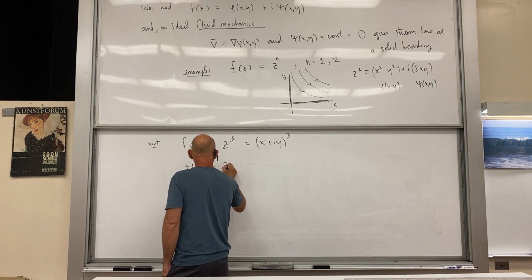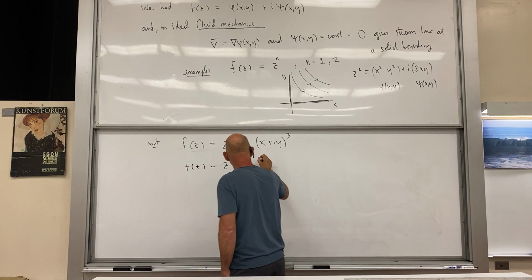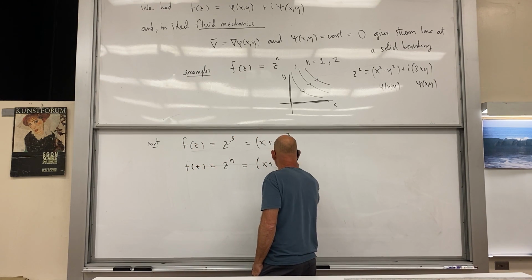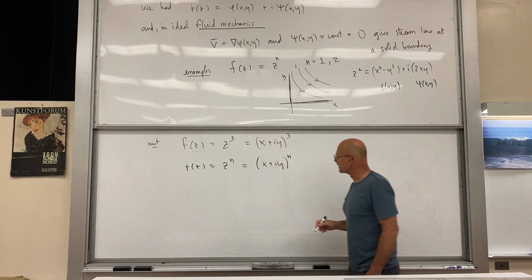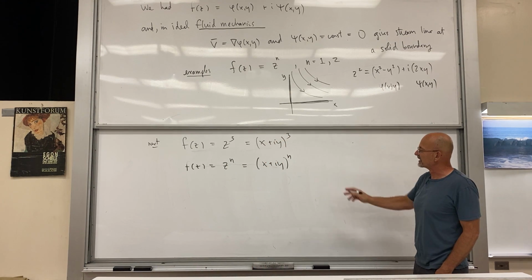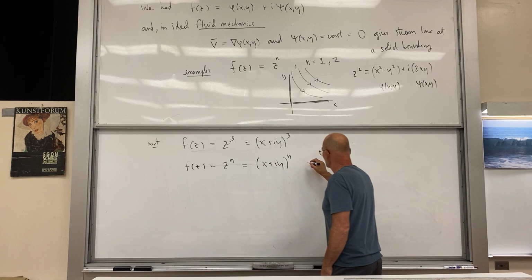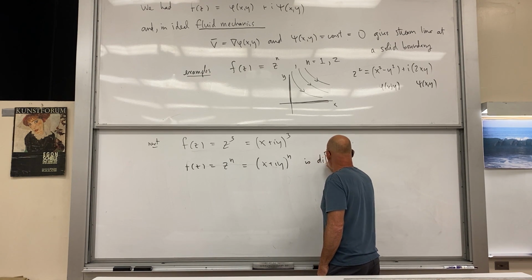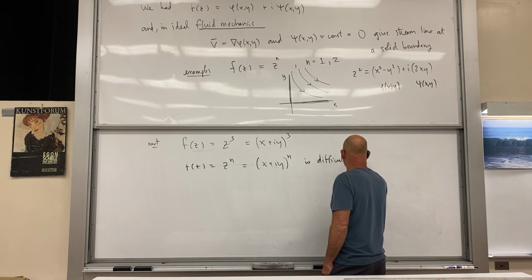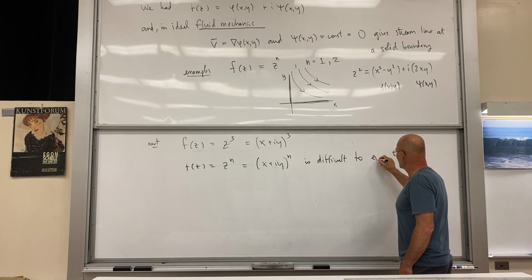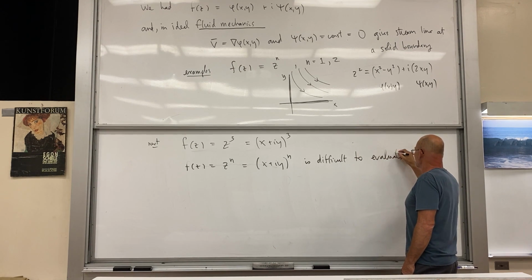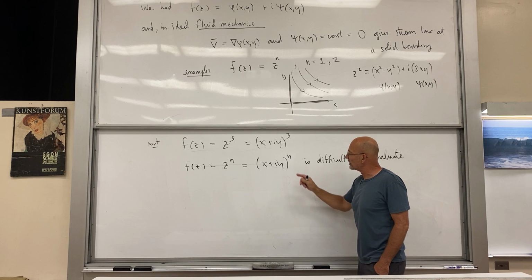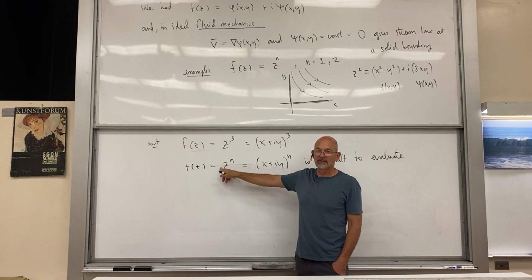F of z equals z to the n. (x plus iy) to the n, right? If n is greater than 3, even 2, it's starting to become tedious. So I'll just put here: difficult to evaluate, and evaluate what it means, even though, looked at right here, this is a very simple function.